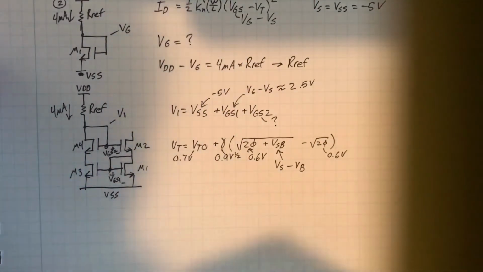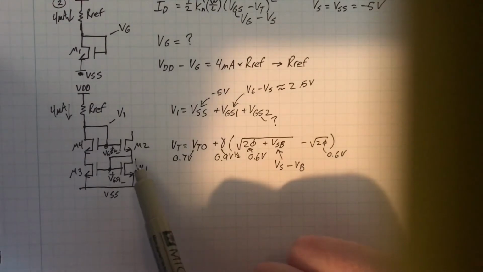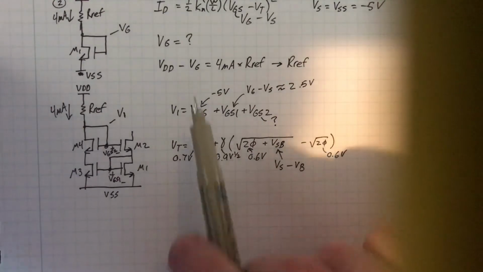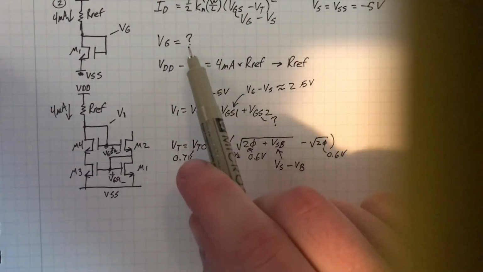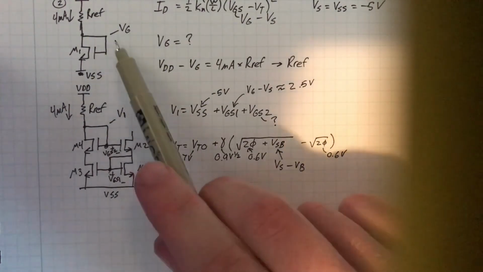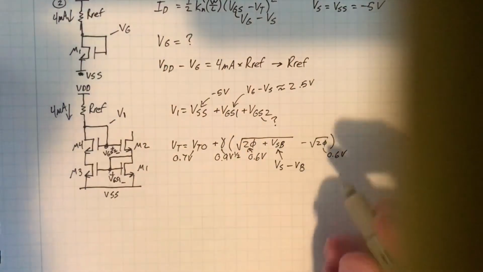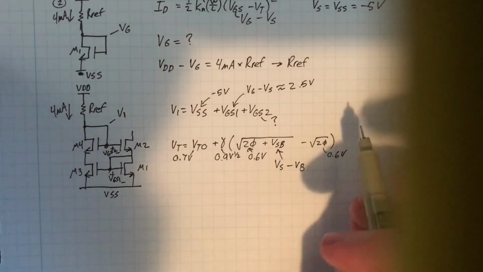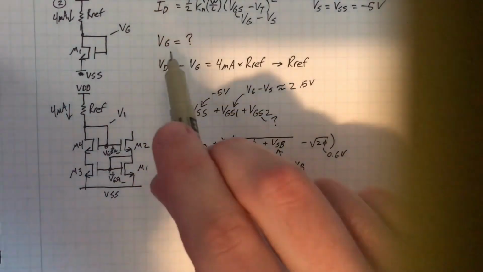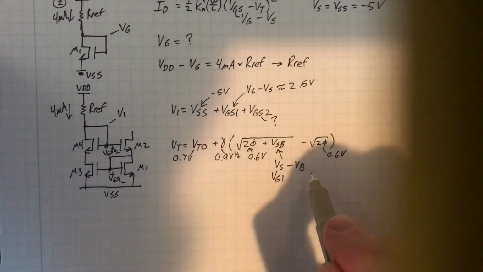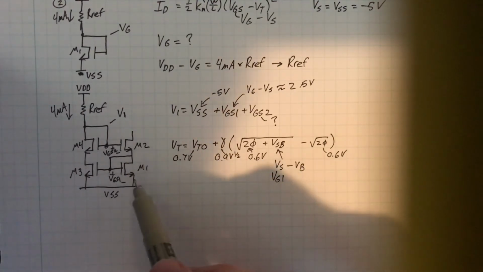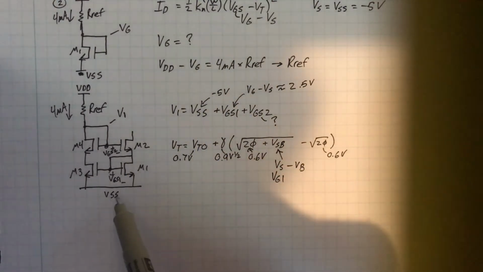The source voltage is equal to the gate of M1 and M2. And we figured that out earlier in the simple circuit. We figured out what VG was in that scenario. So VS is equal to VG1, which you figured out earlier. The body is equal to VSS. All the NMOS bodies you can consider connected to the lowest potential, VSS.